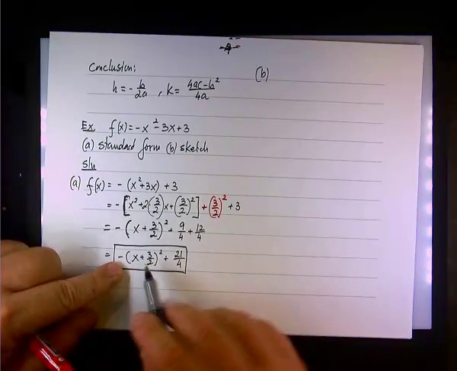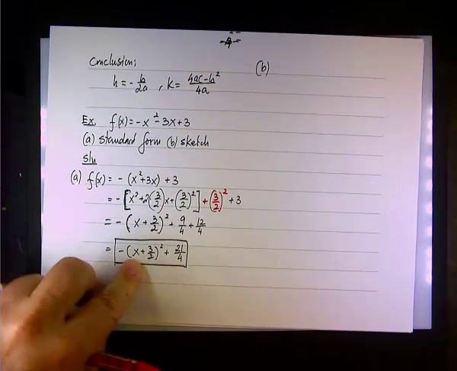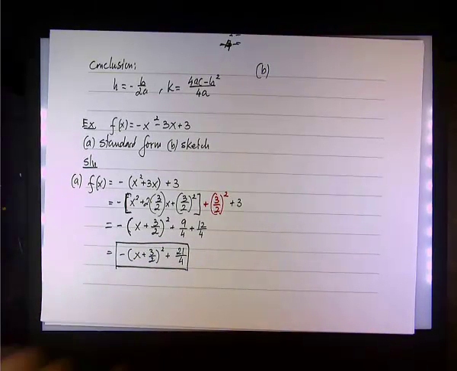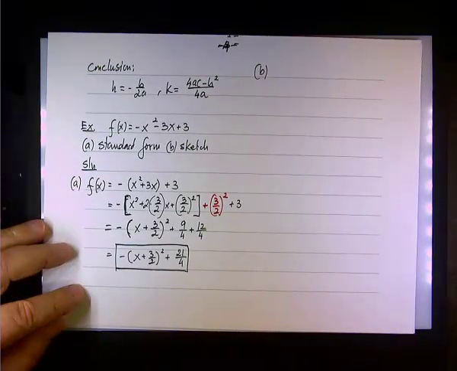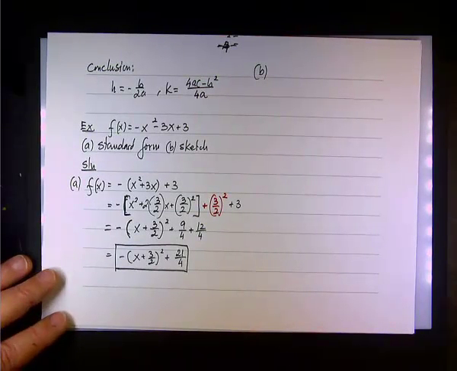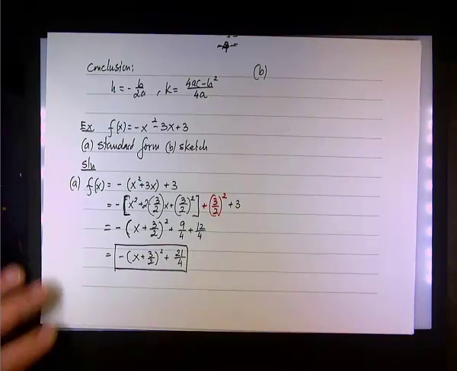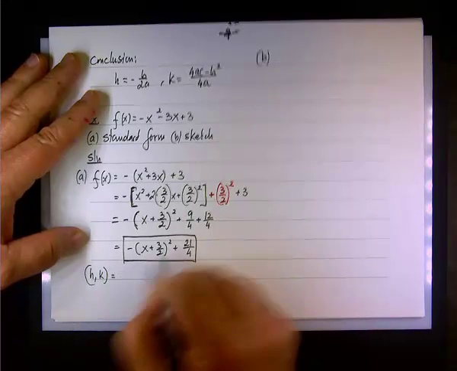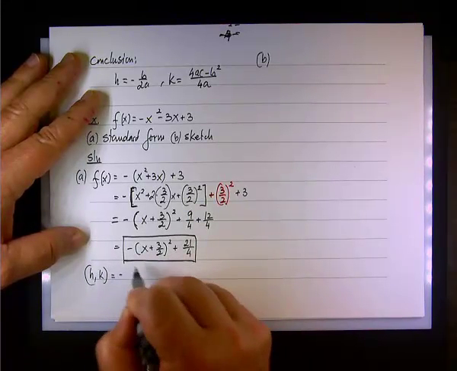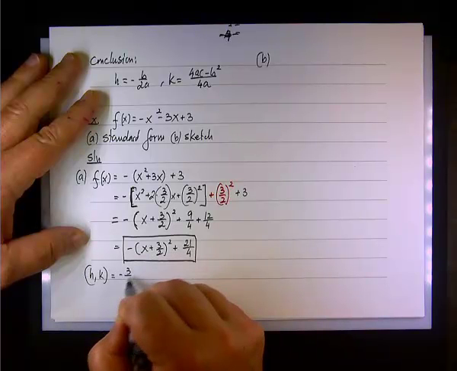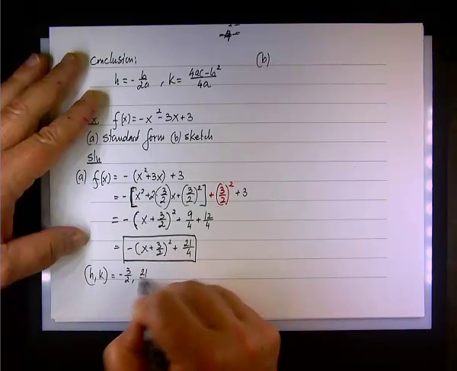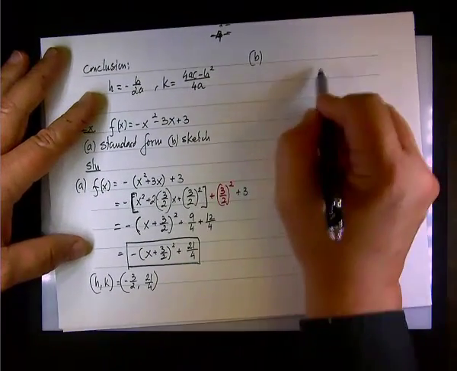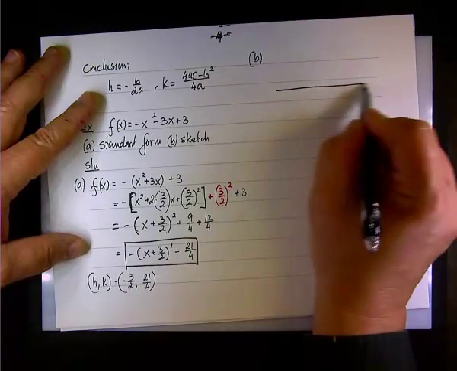Part B, to sketch this thing, it's a parabola that has a vertex at x equals negative 3/2 and y at 21 over 4, which is about 5 1/4. So let's write it here. H, K equals, this will be negative because we have plus, so it would be negative 3/2 and then 21 over 4. So it's facing down, so it looks like this.